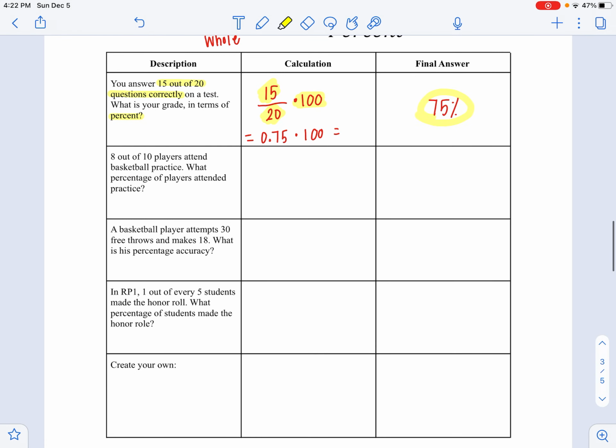I want you to pause this video and repeat those steps with the next 3 boxes. In the last box, you're going to create your own situation where you can calculate the percent. So again, pause the video and complete the rest of the table.